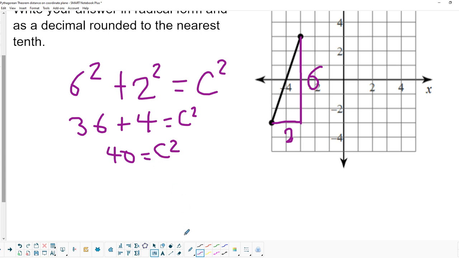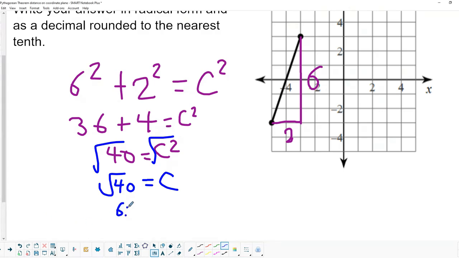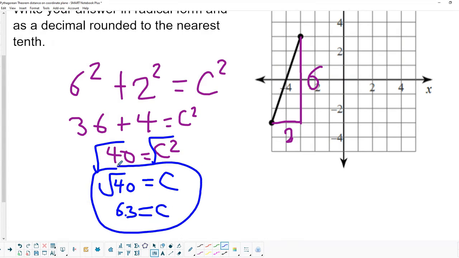All right, so now I just have to take the square root of both sides. And that gives me c equals the square root of 40 for my radical version of the answer. But then when I do that actual square root of 40, I end up with 6.3 for my decimal version of the answer. So here's both the answers that we will be looking for on your worksheet.